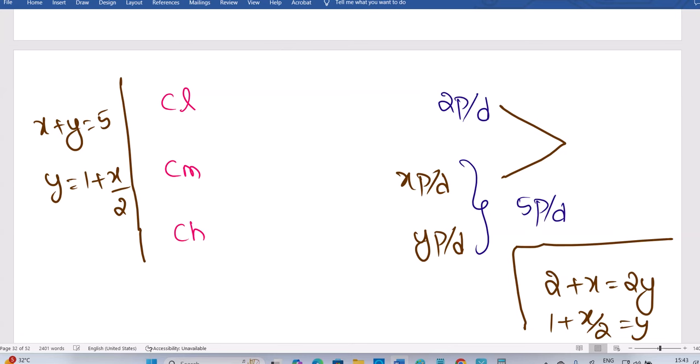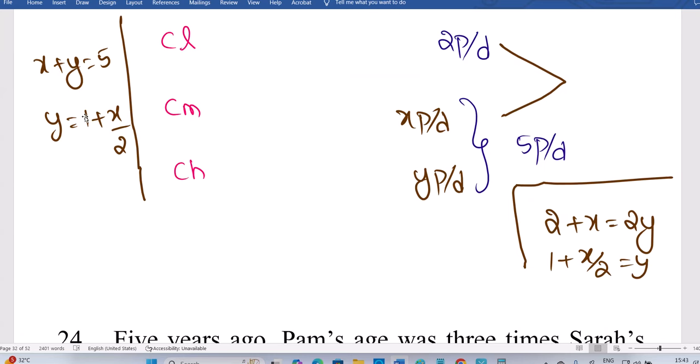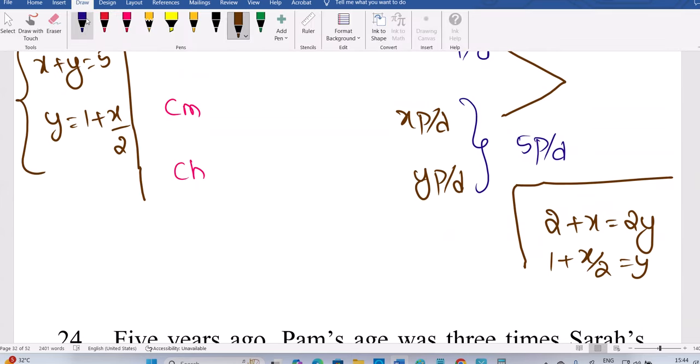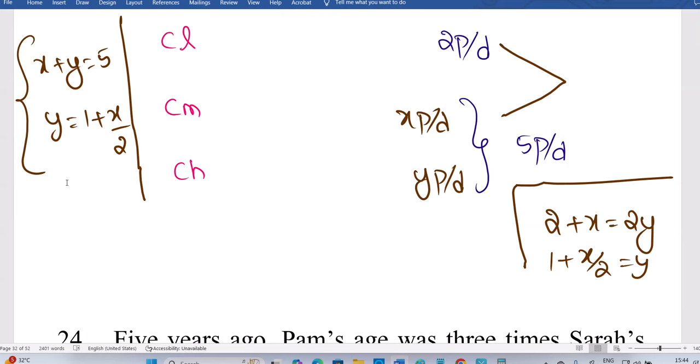Now calculate the X and Y values please. What will be X, what will be Y? If it is a fraction also, no problem. What will be the X value? Put Y equal to 1 plus X by 2. Then X plus X by 2, 3X by 2, equal to 4. 3X by 2 equal to 4 means X is 8 by 3. Y is 7 by 3. X is 8 by 3 pages per day, Y is 7 by 3 pages per day.